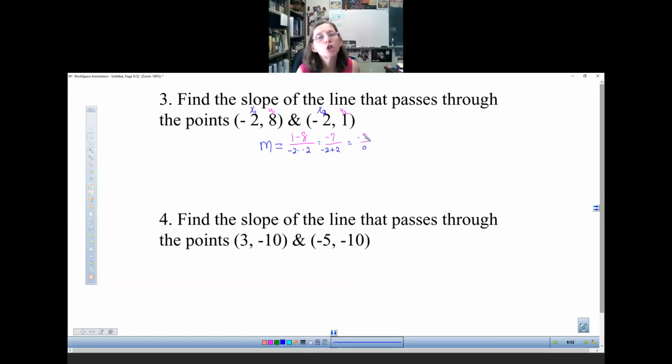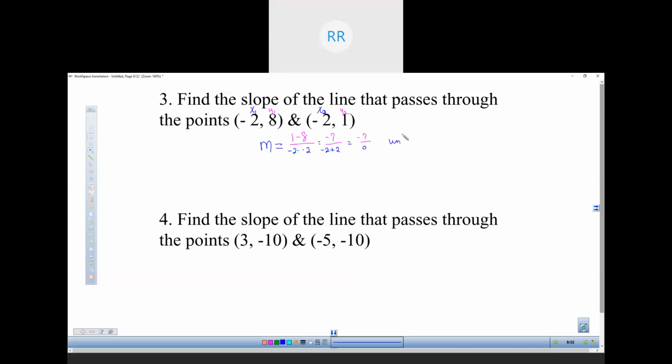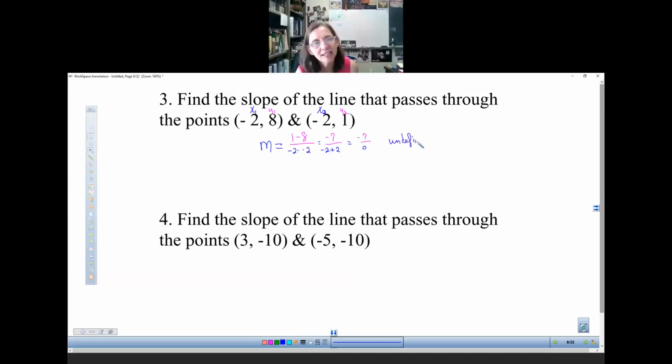All right? So what do I get if I have a negative 7 over 0? Is that 0 or is that undefined? Undefined. It is undefined. Exactly. Excellent. Very good. Thank you. All right. And so both of those are super easy mistakes to make.